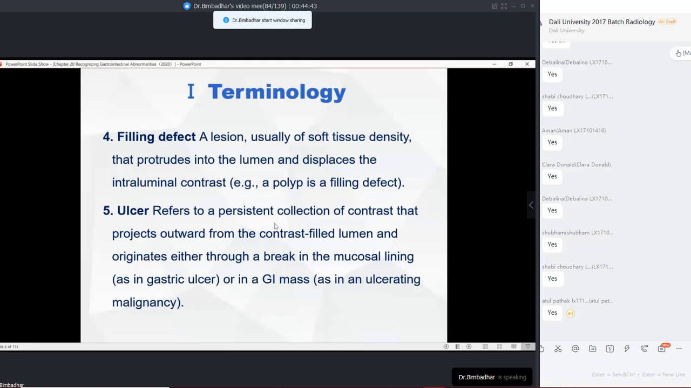An ulceration refers to a persistent collection of the contrast that projects outward from the contrast-filled lumen and originates either through a break in the mucosal lining or in a GI mass. Most of the time you will be looking at this one, but please do not confuse it with this term here. It might be happening in the breakage in the mucosal lining. Ulceration is nothing but the breakage in the mucosal lining, as simple as that. But what do we actually mean by breakage in a mass? Please do not confuse how a mass breaks.